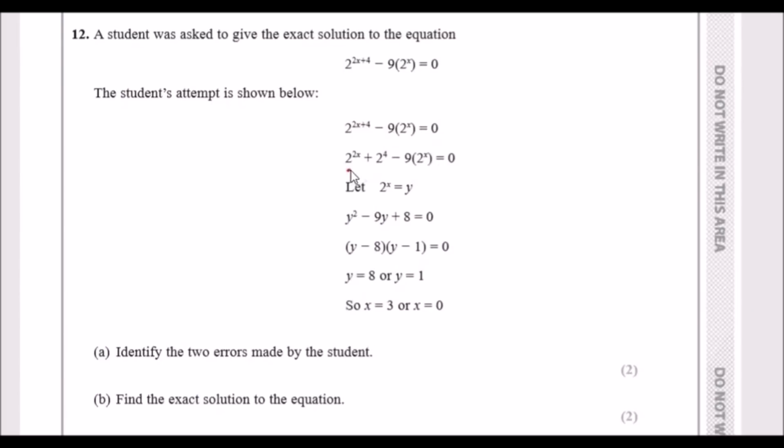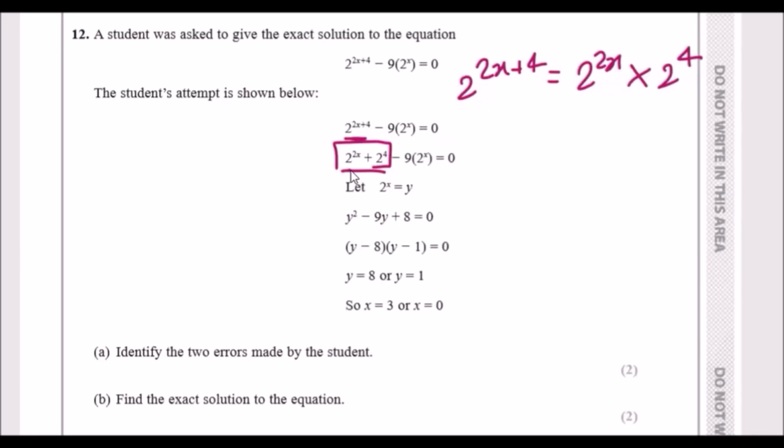So the first error is this one here. This little bit here. Why? Because the power expression 2 to the power 2x plus 4 is actually 2 to the power 2x times 2 to the power 4. Reason being is because the only way to add the powers is if the base numbers are multiplied.